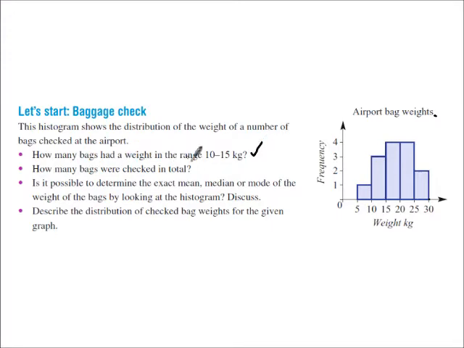How many bags had a weight in the range 10 to 15 kilos? Well, there's that range, 10 to 15, and the bar goes up to 3, so there were 3 bags in that category. How many bags were checked in total? There's 1 bag in that category, 3 bags in that category, so 1 and 3 is 4. There's another 4 bags in that category. 4 plus 4 is 8. Another 4 here, so that makes 12, and 2 over there, so 14 bags in total.